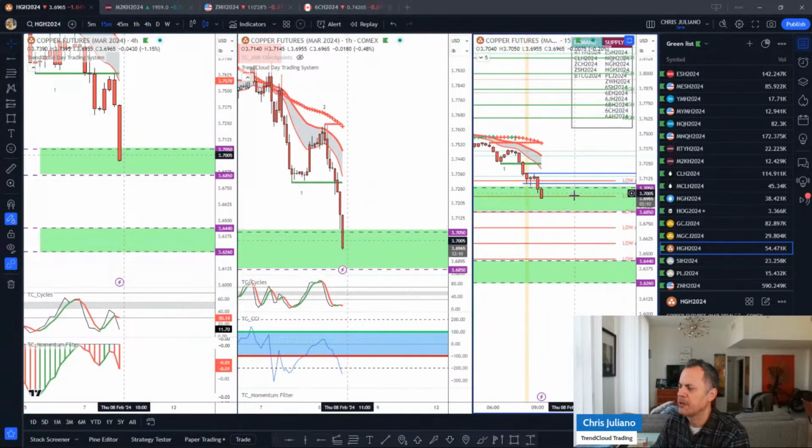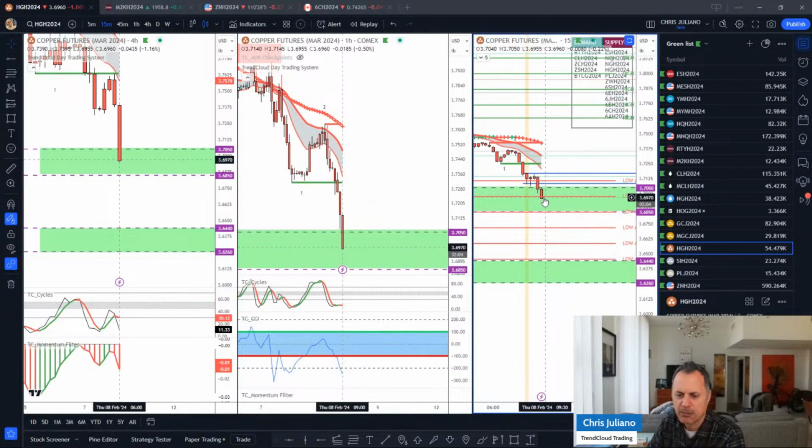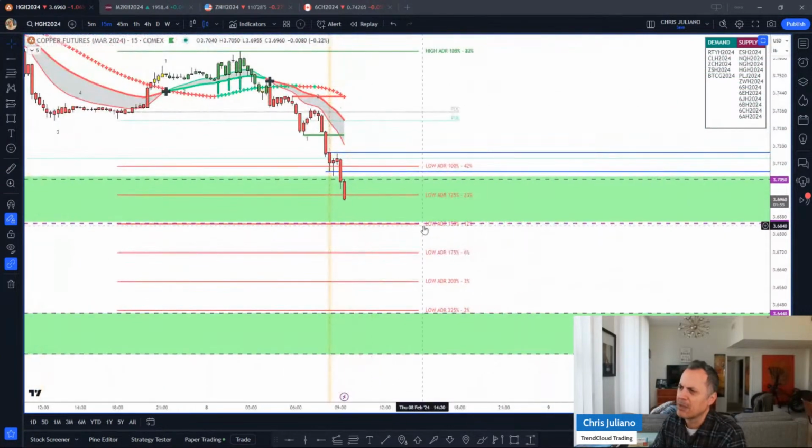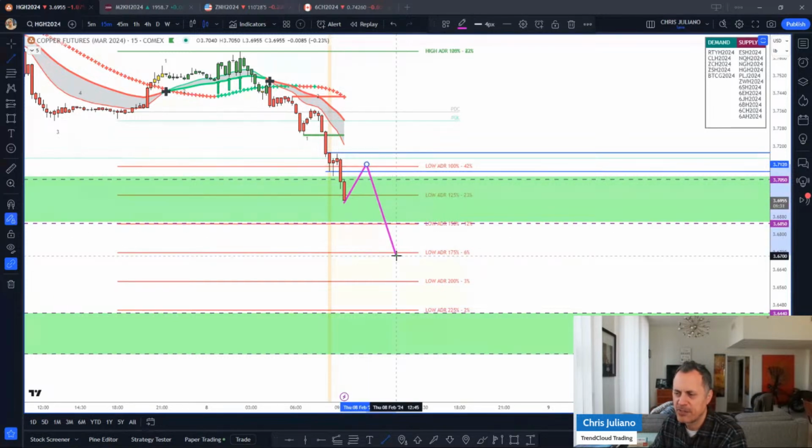So what do we do here? The move is basically over, right? The move is basically over. So if we were looking at taking this, and let's say the first ADR level was down here, then I wouldn't have a problem taking the retest of this trade and then making a move down to that ADR level. I wouldn't have a problem with that.